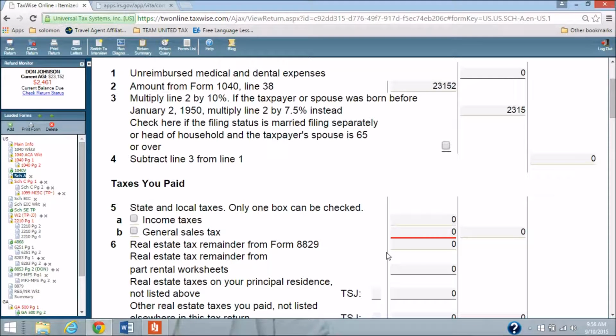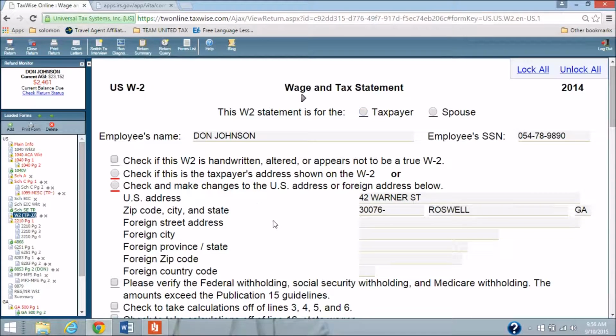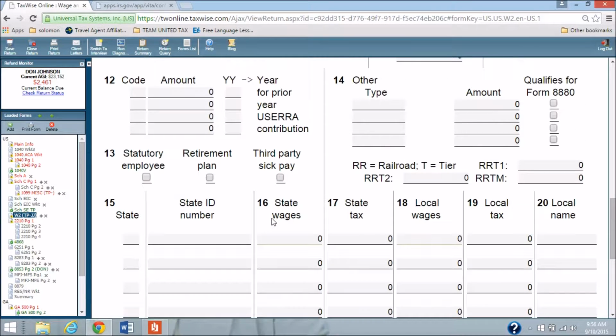Taxes you paid. Let's go to the W-2 form because it's going to show us taxes that we paid. On the W-2 form, if we go down to line 15, there's nothing here. However, we'll put the state of Georgia.